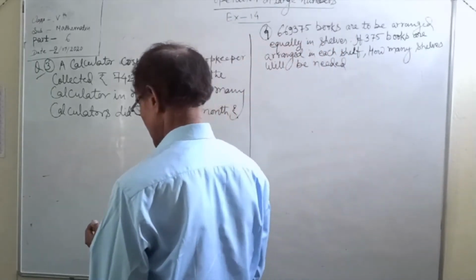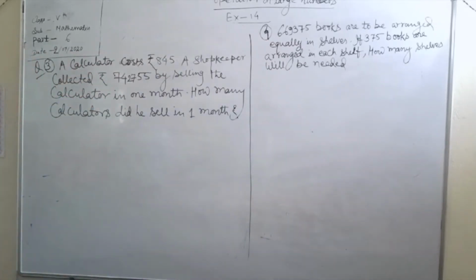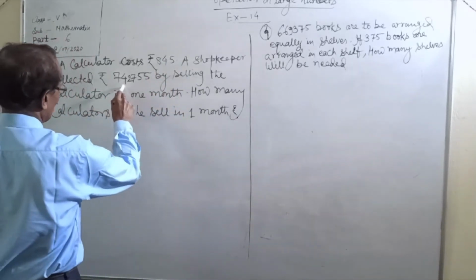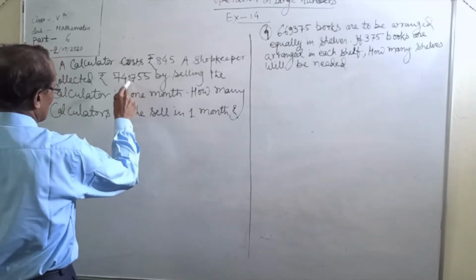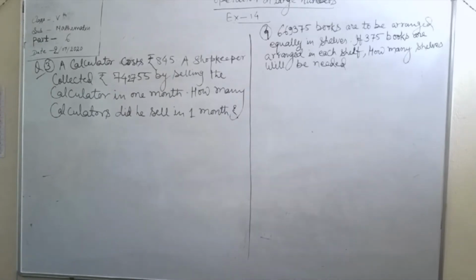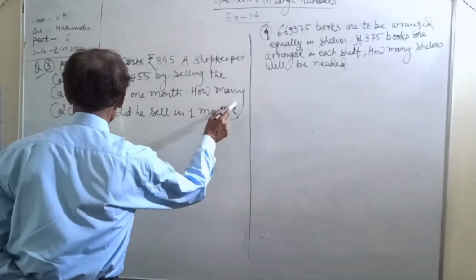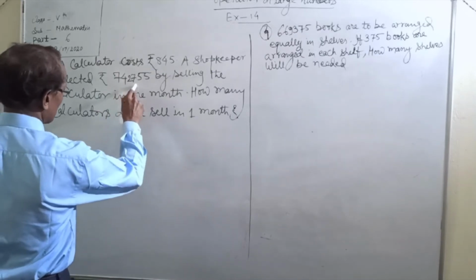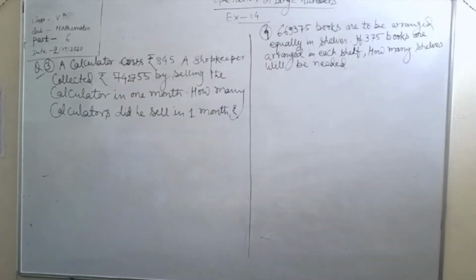Now come to the next question. In question number 3, a calculator costs rupees 845. A shopkeeper collected rupees 7,42,755 by selling the calculators in 1 month. How many calculators did he sell in 1 month? Cost of one calculator is rupees 845, and he collected rupees 7,42,755 by selling the calculators in 1 month. How many calculators did he sell in 1 month?